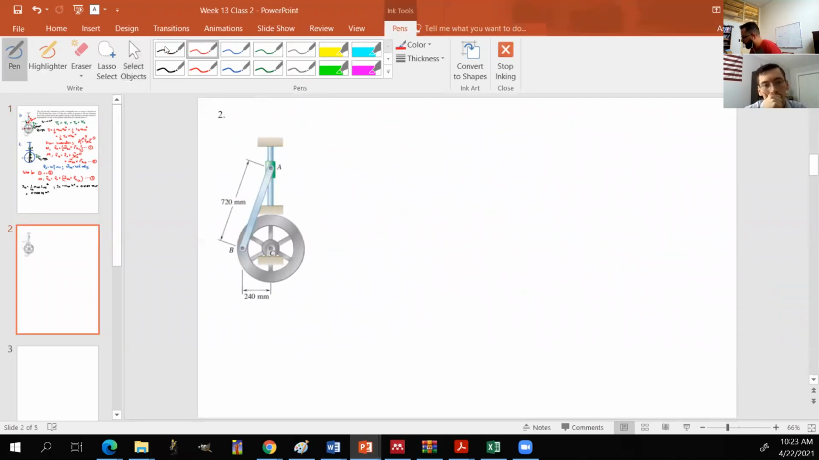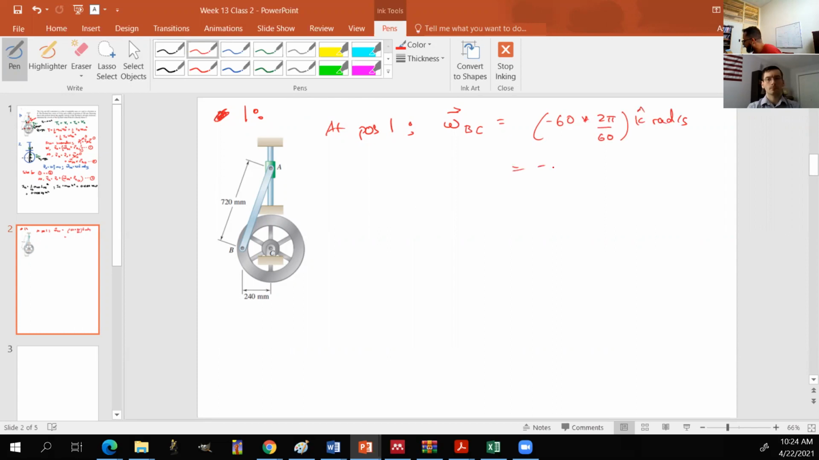So this is my position 1, right? So at position 1, omega BC in the problem is said to be 60 RPM. So convert that into radians per second always. And it's in the clockwise direction, so it's minus 60 K hat, right? So you get minus 60 times 2 pi over 60 times K hat radians per second. So you just get minus 2 pi K hat radians per second. So that gives you a proper number.